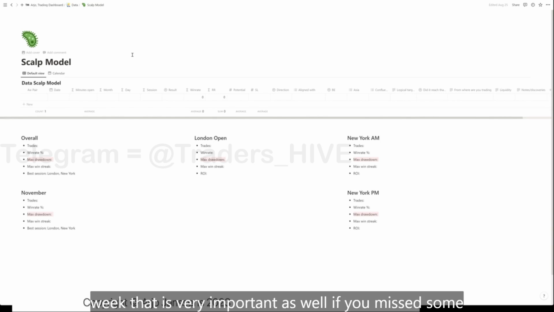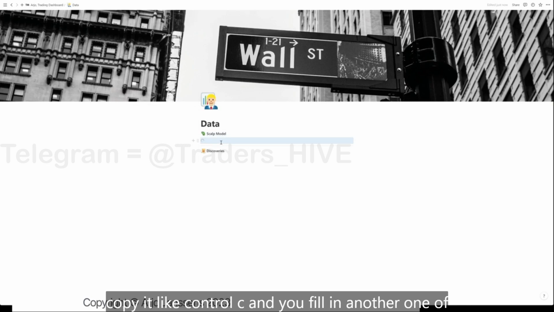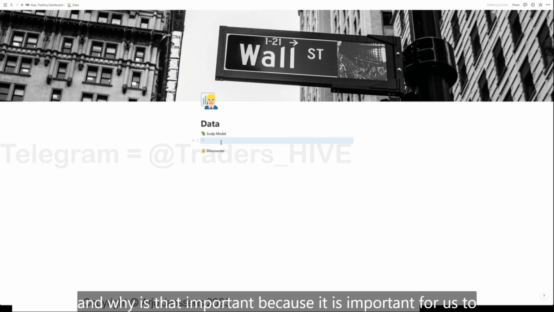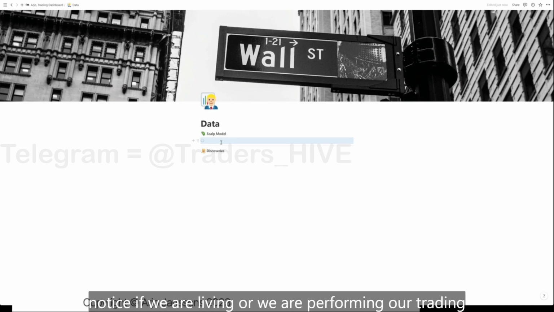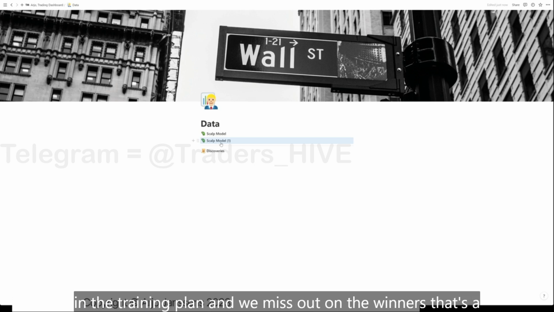As well, if you missed some trades, then a great idea is to copy it. You copy it, Ctrl-C, Ctrl-V, and you fill in another one for potentially missed trades, including the trades you also took. And why is that important? Because it is important for us to notice if we are performing our trading plan at its fullest potential. What I mean by that is sometimes the trading plan works, but we don't work. As in, we are missing trades. We are only taking the losses, for example, in the trading plan, and we miss out on the winners.